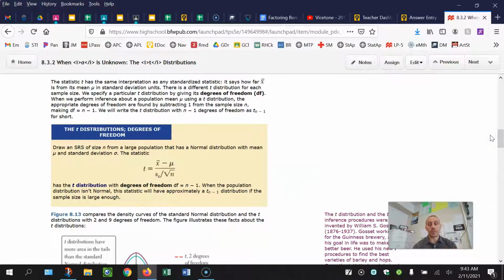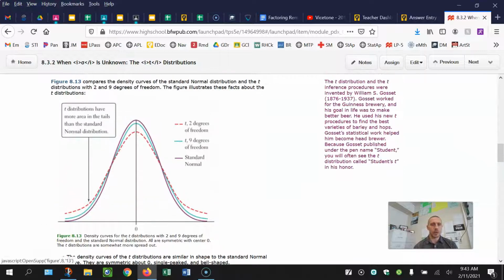Another thing that changes is the shape of the t distribution changes with something called the degrees of freedom. The degrees of freedom, at least in this section, are calculated by the sample size minus 1. You'll notice in this graph, as the degrees of freedom increase from 2 to 9 to the standard normal distribution, that means your sample size is increasing. And as the sample size increases, we have less variability. So as the degrees of freedom increase, the t distribution becomes more and more shaped like the normal distribution.